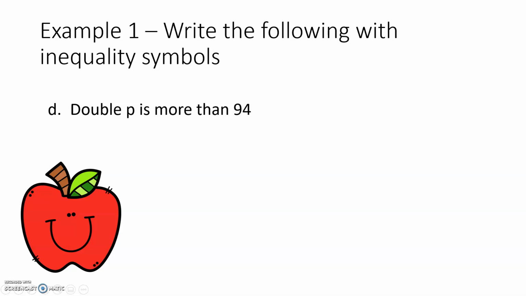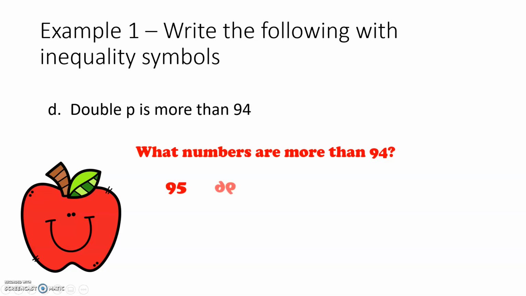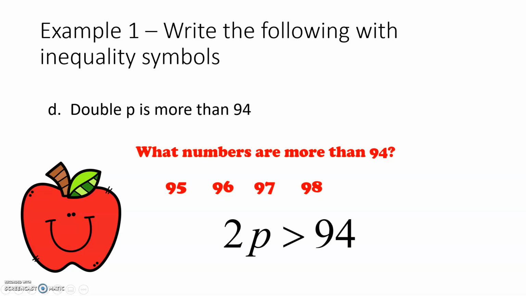What about this? Double P is more than 94, right? This right here, more than. We really have to understand what that means. So we have to be able to identify what numbers are more than 94. 95, 96, 97, 98. All of these numbers are more than 94. So how would I express that? Double P, which in this case is 2P, is greater than 94. And that should make sense because all of these numbers are greater than 94.